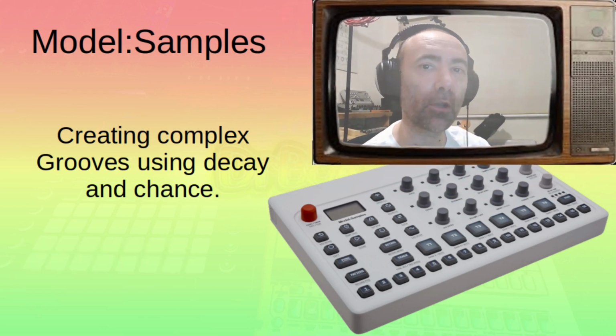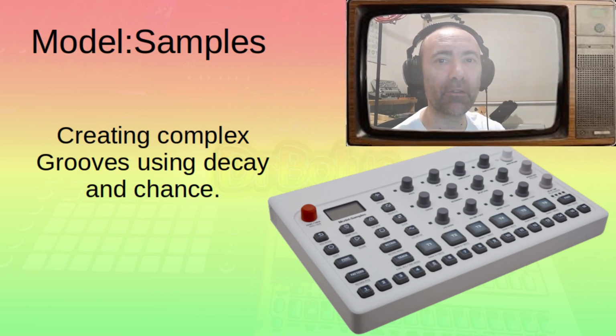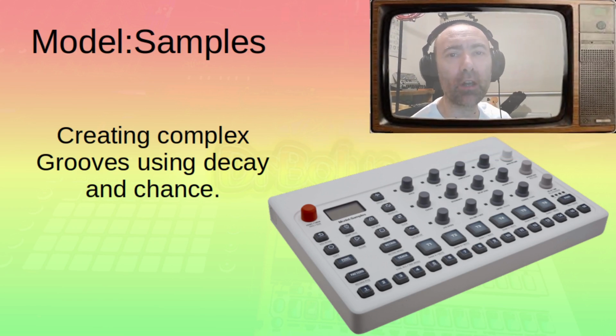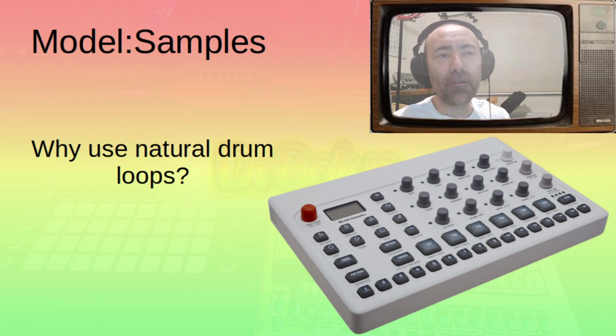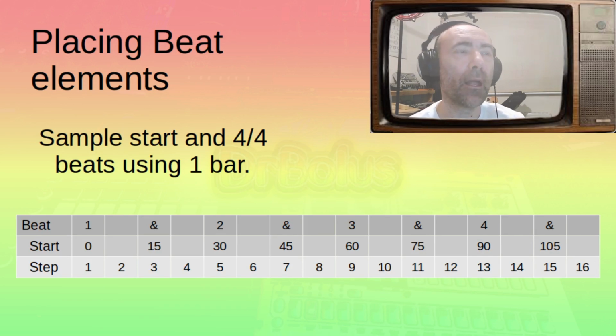Before I start on the Model:Samples, I'm just going to explain a few things. One of the reasons why I like to use natural drum loops is because drummers tend to play things that you don't program, so it sounds a lot more fluid and there's more variation and the drum beats are generally more interesting. We can use them to make something which is even more complex than a natural drum loop and sounds even more interesting.